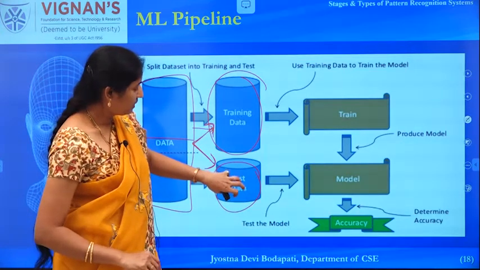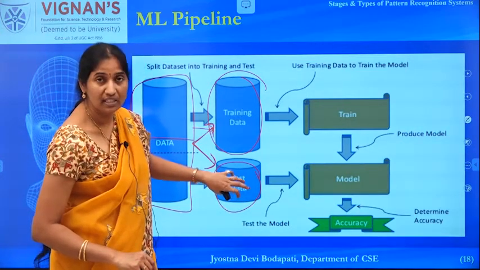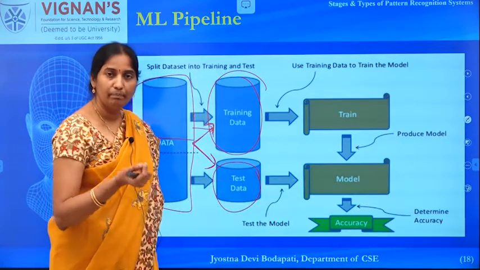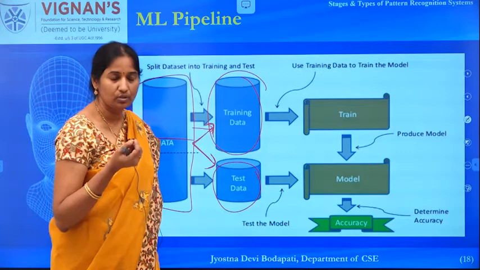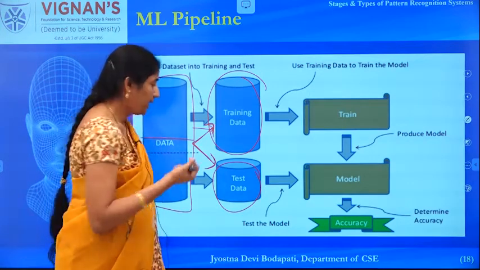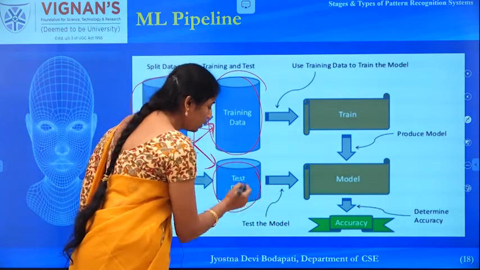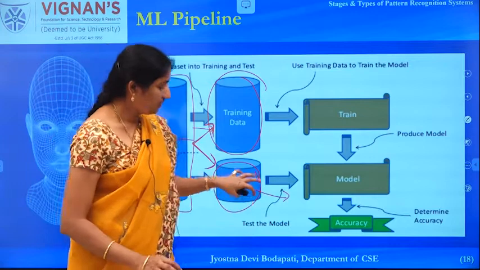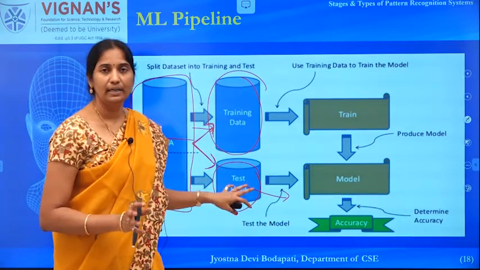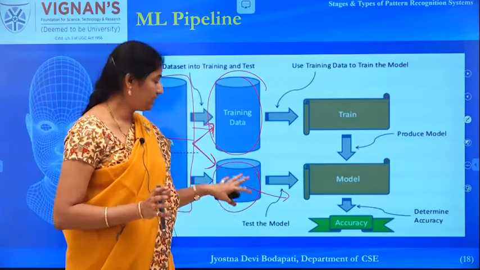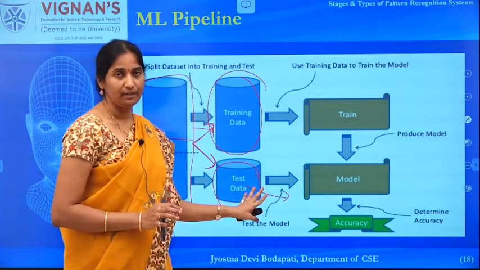Why we preserve this as test data is, once your model is ready, you need to get the performance measure, right? You need to evaluate your model, and you evaluate your model only based on this test data. You are preserving a portion of your given data for the evaluation. That's why you can even call it evaluation data, right?